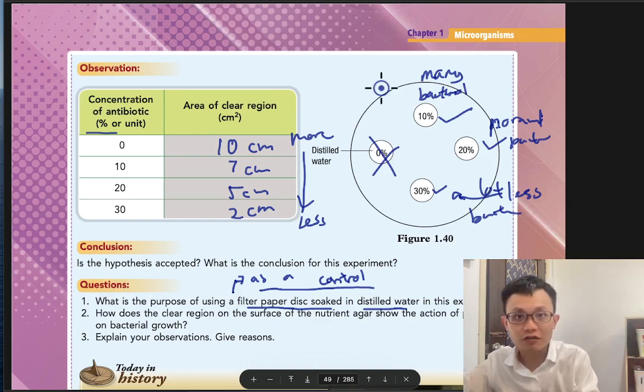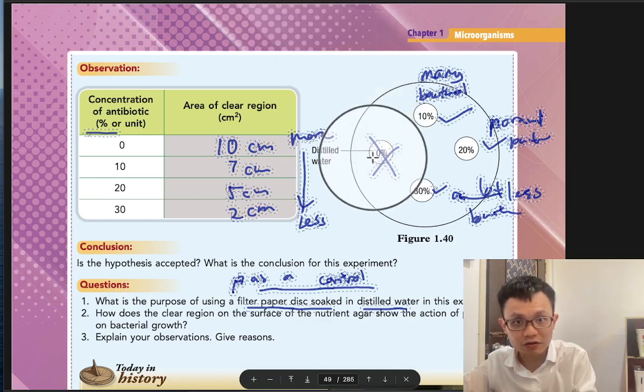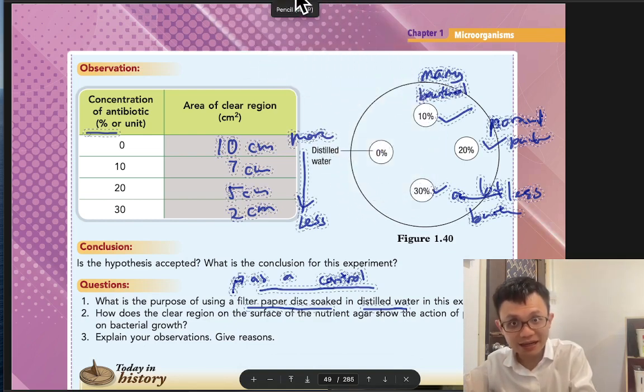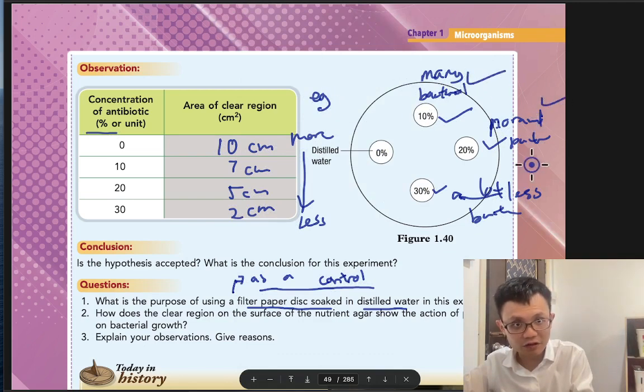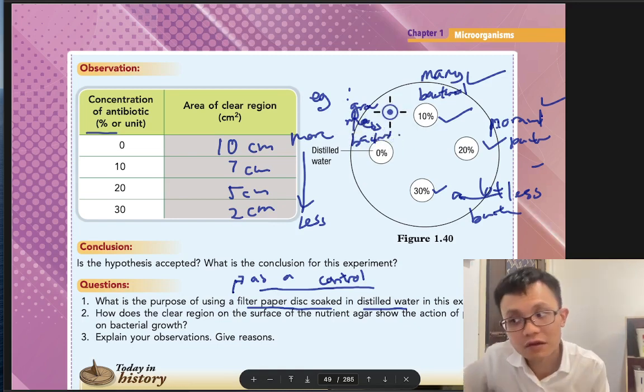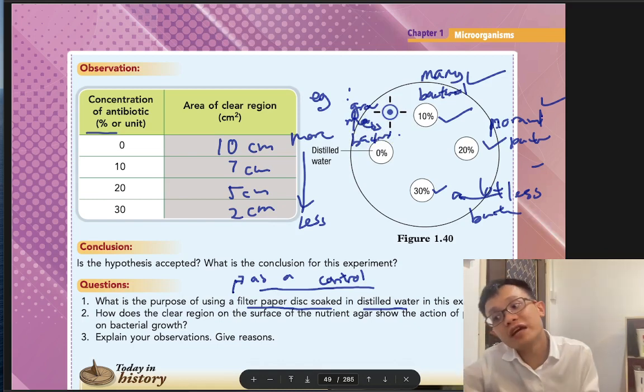But if you put the control variable as a control, which means that, let's say for example, suddenly you finish these 3 already, you got no problem. Suddenly this 0% grows bacteria, or grows less bacteria. Let's say it means the experiment cannot be used already. You need to do the experiment again.